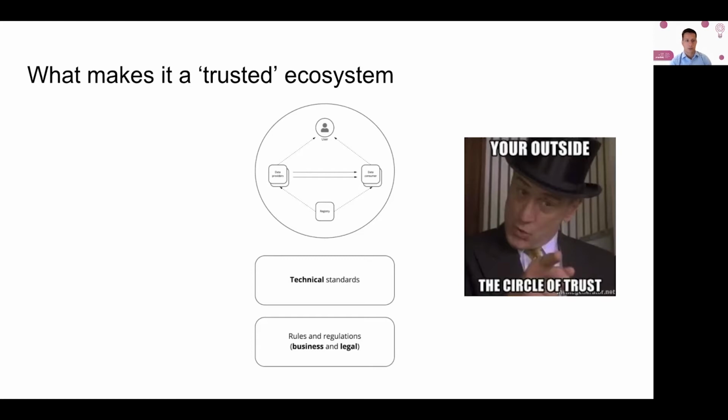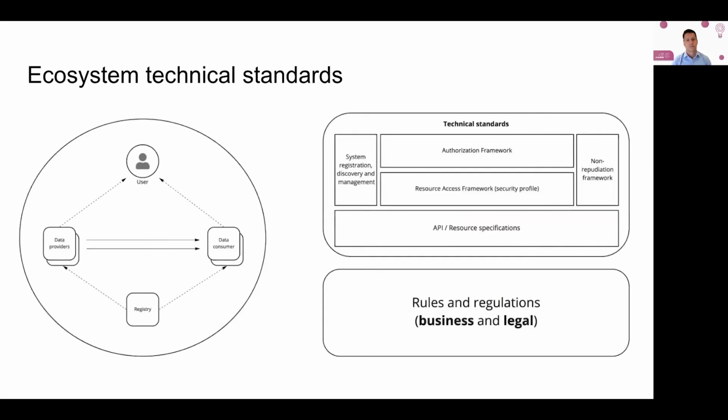You might have noticed that I've added another box at the bottom of the diagram in the circle. Most of the ecosystems have a central registry or directory mechanism or discovery mechanism that allows participants to onboard and understand who's already onboarded, what's their status, what are they supposed to do, and what are they allowed to do.